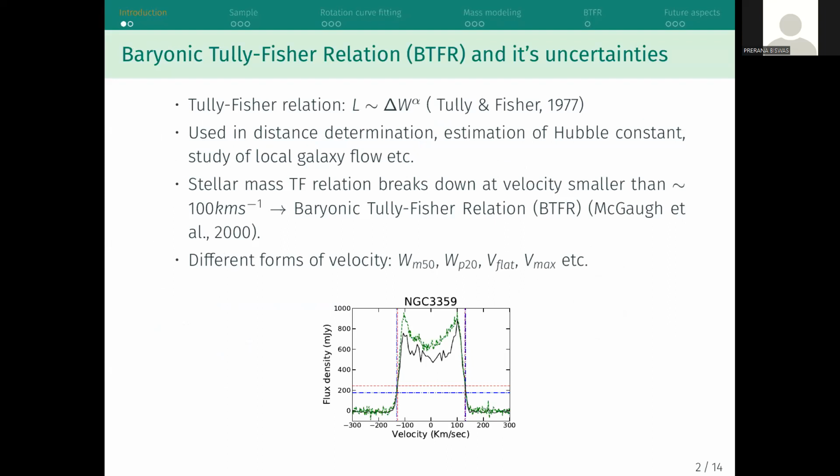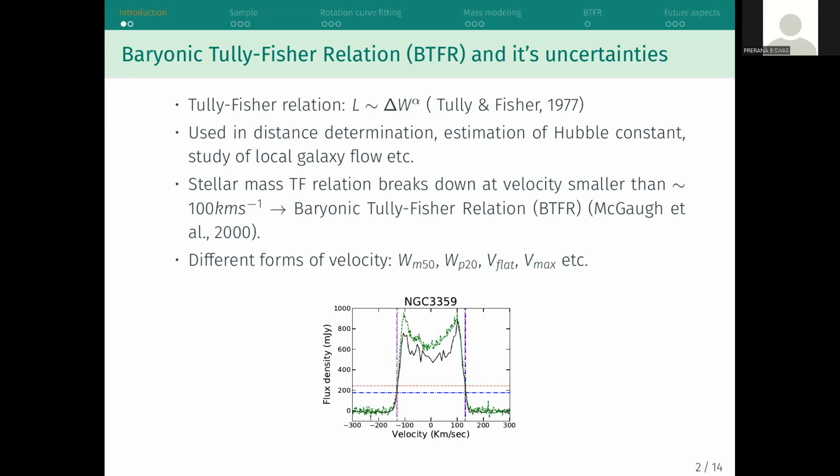Now, both luminosity and the H1 line width are proxies for more fundamental quantities. The luminosity relates to the stellar mass of the galaxy, while the H1 line width is an indicator of the circular velocity, which depends on the total mass, that is the baryonic mass and also the dark matter halo mass of the galaxy. This is a very important relation as it has been used extensively in determining distances, estimating the Hubble constant, and also for the study of the local galaxy flow, etc.